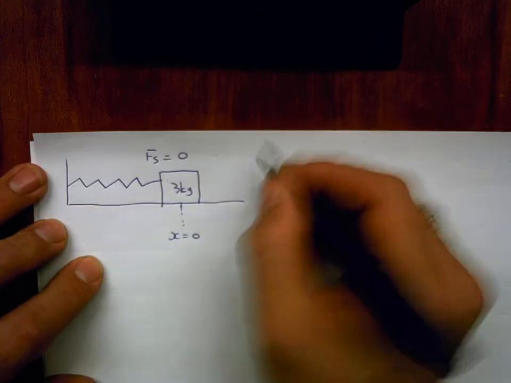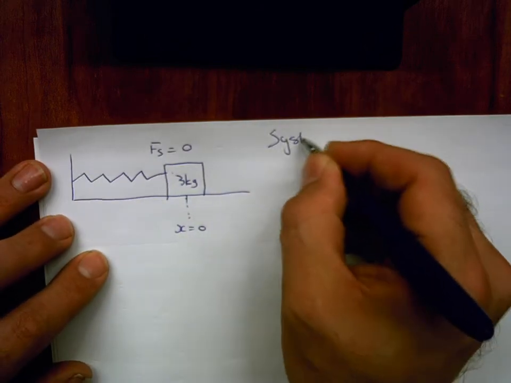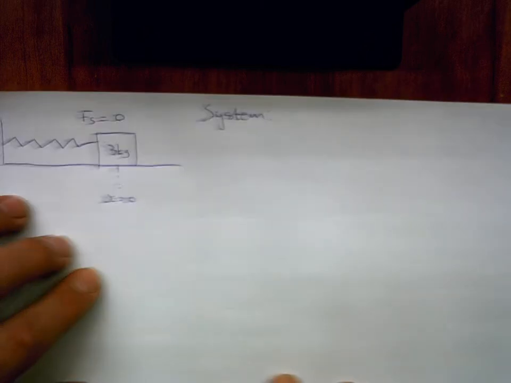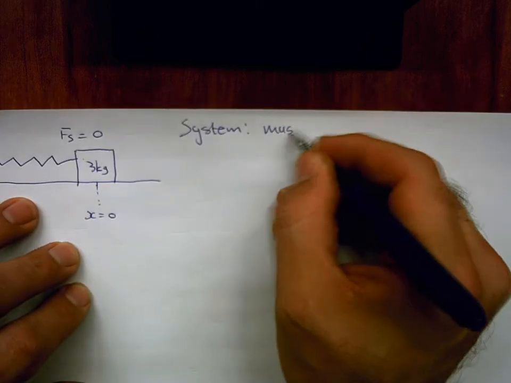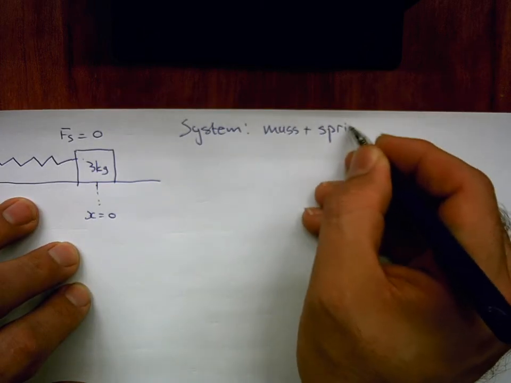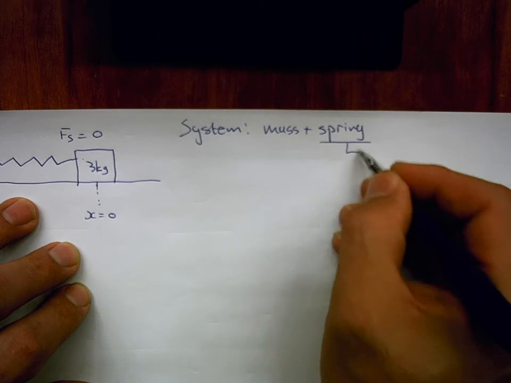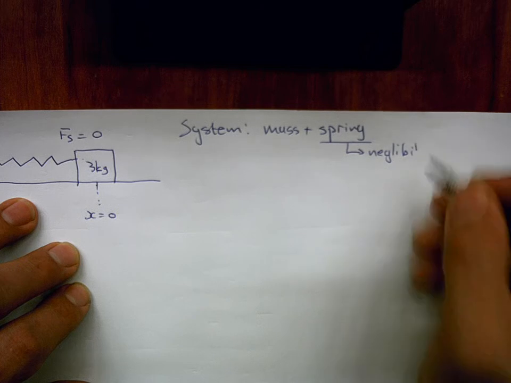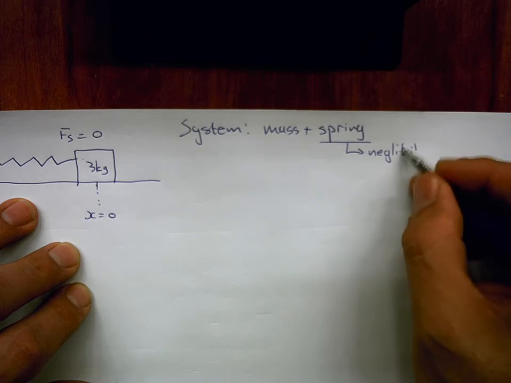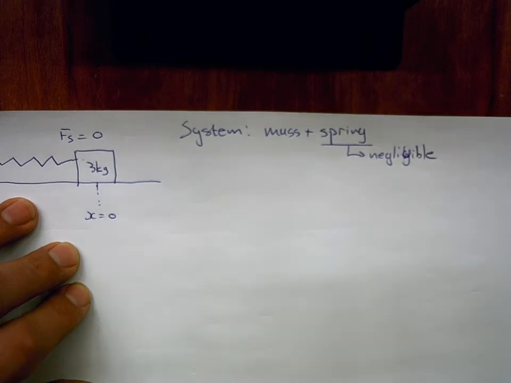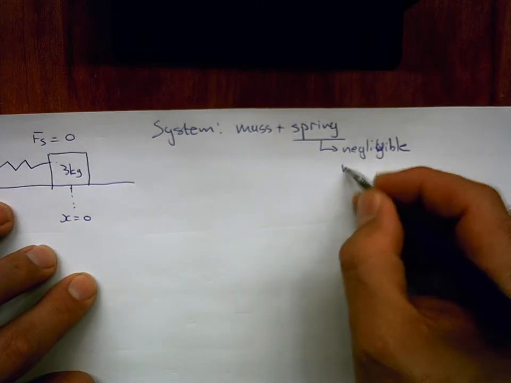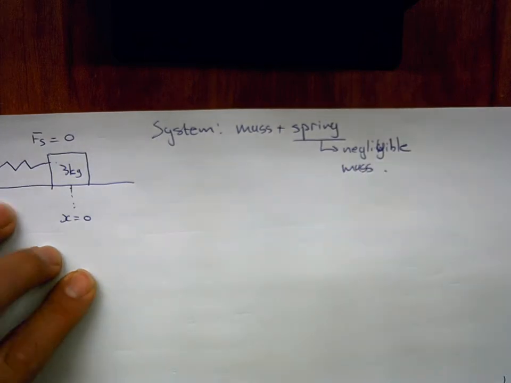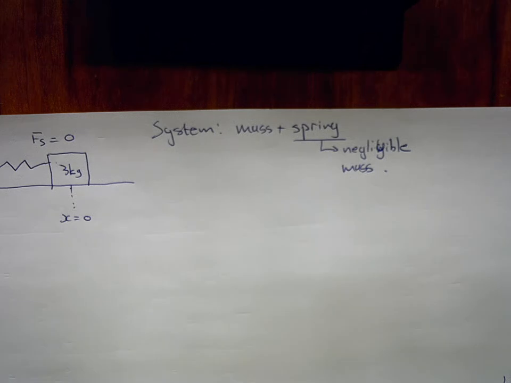We consider our system to be just the mass and the spring. Now we're going to approximate this spring to have a negligible mass. Pardon my spelling. So we essentially just assume that the spring has got no mass. So if it doesn't have any mass, it cannot have any kinetic energy.